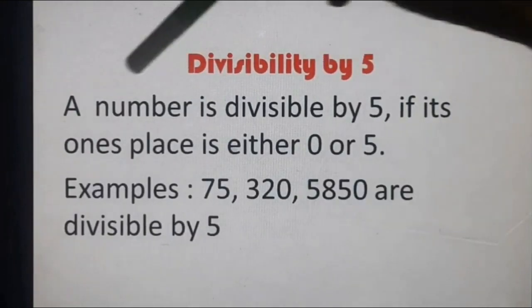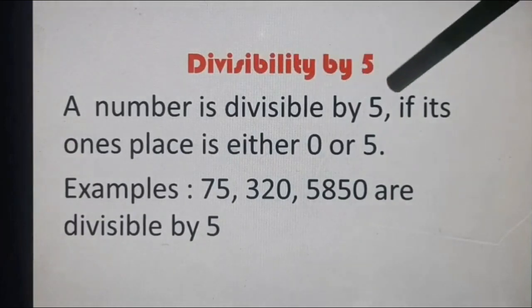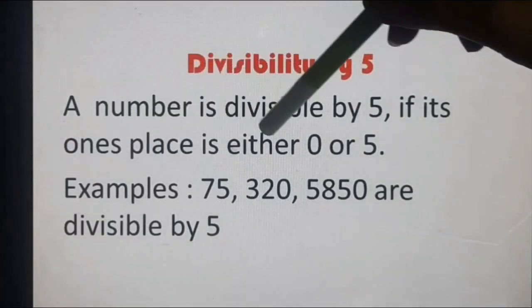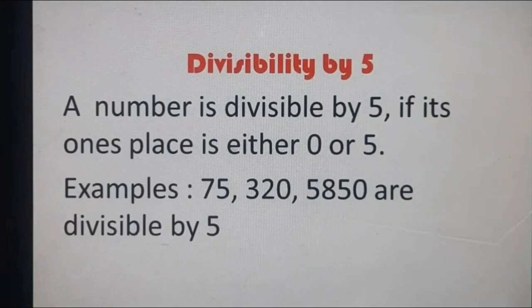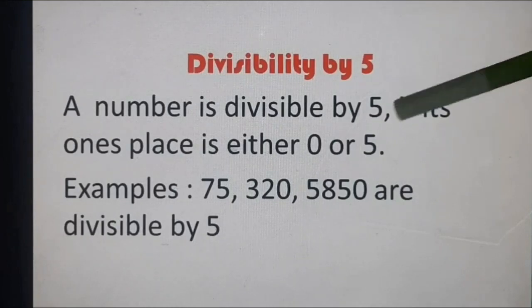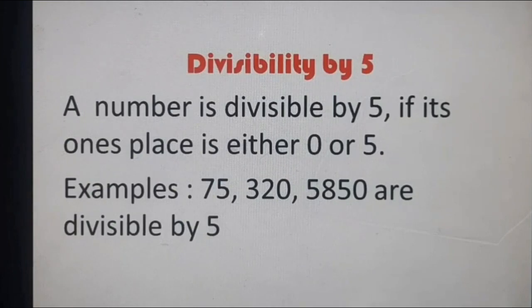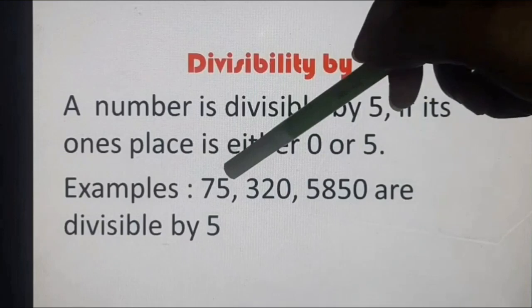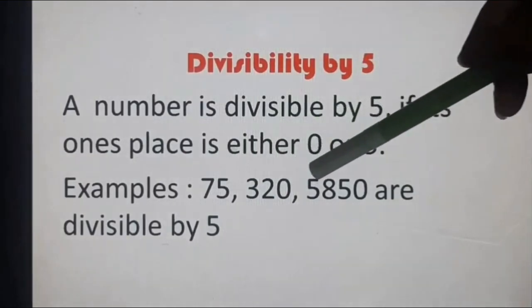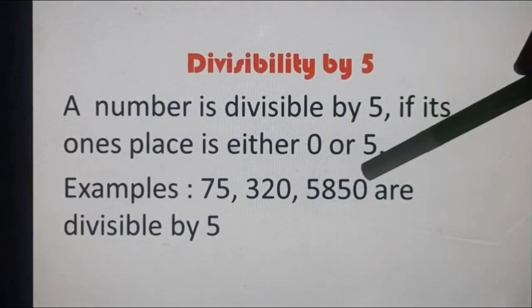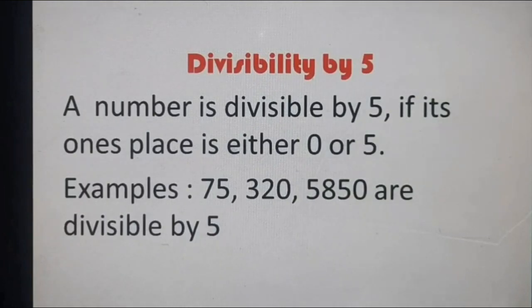Divisibility by 5. A number is divisible by 5 if its ones place is either 0 or 5. If we check the ones place and we get 0 or 5, it means the number will be divisible by 5. See this example, 75, 320, 5850. These are divisible by 5.